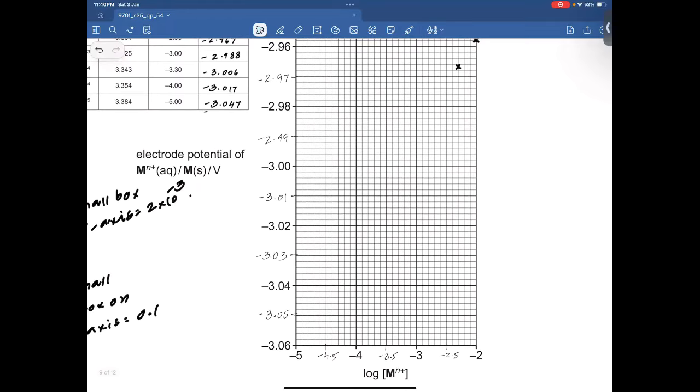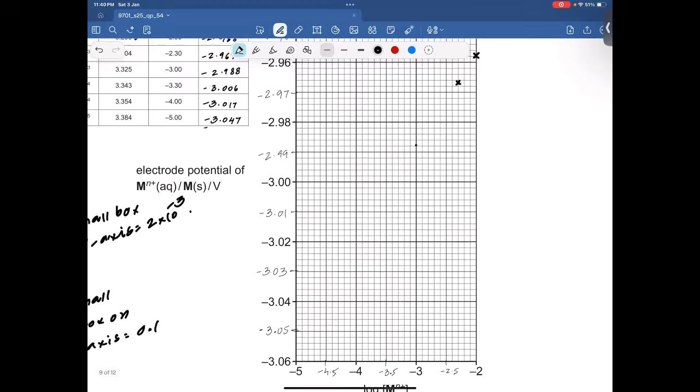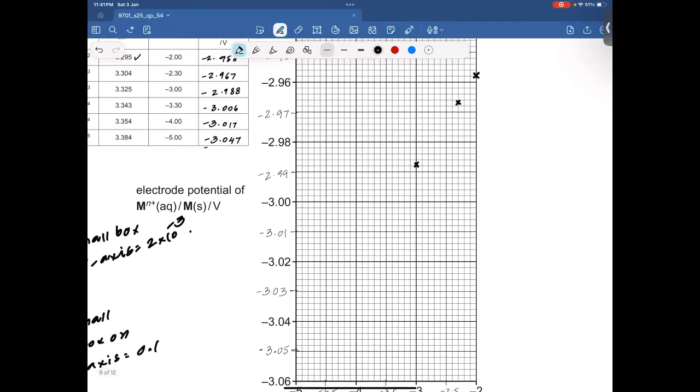Minus 3, 2.988. This is minus 3. 2.988. It has to be here somewhere, right? 2, 4, 6, 8. 2.982, 2.984, 2.986, 2.988. Yeah. Okay. 1, 2, 3, 2.988.